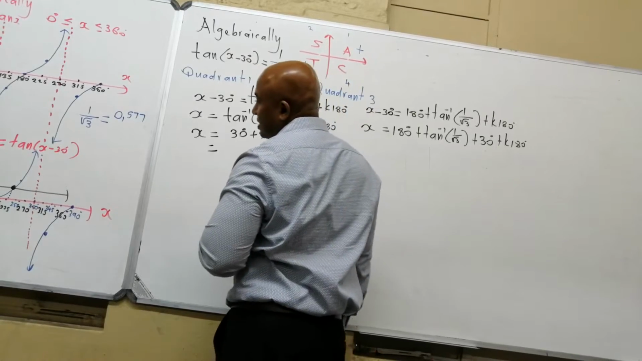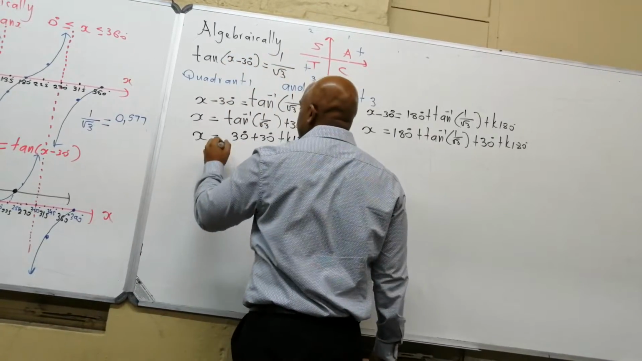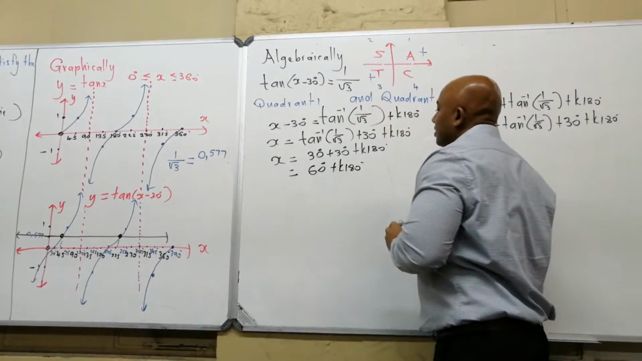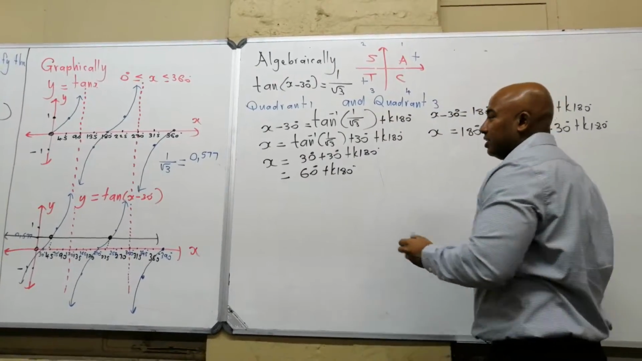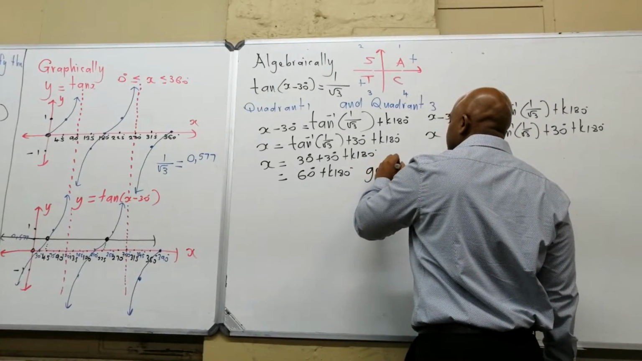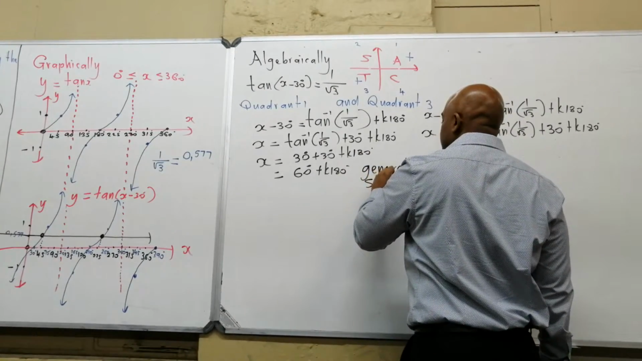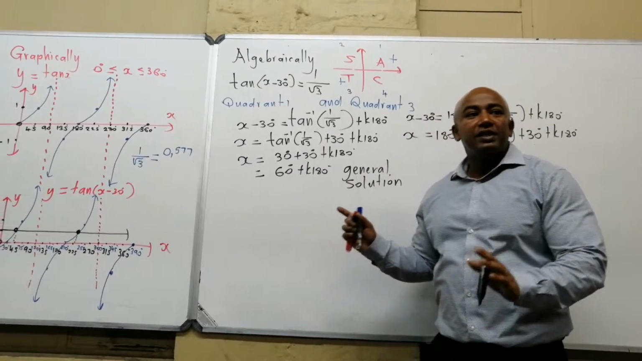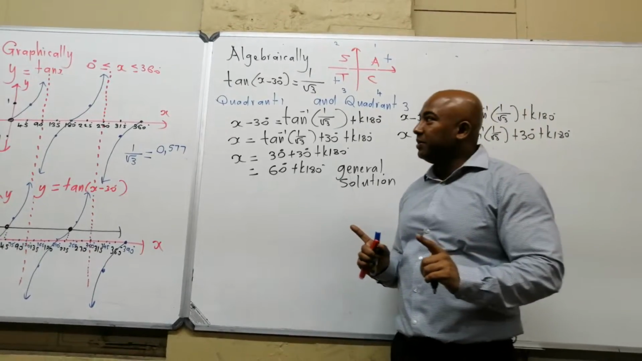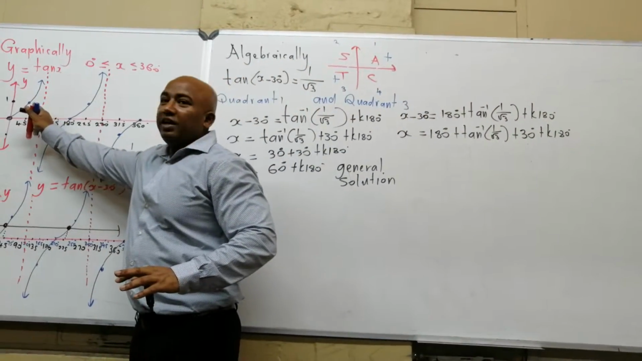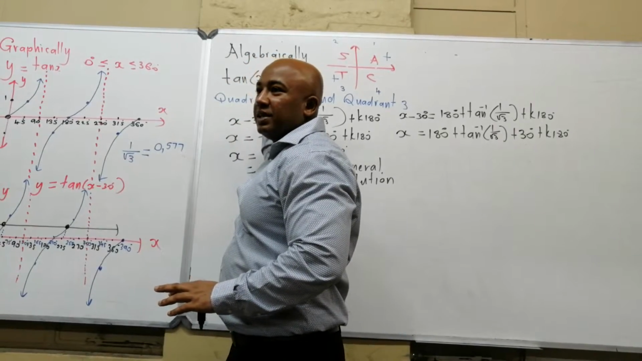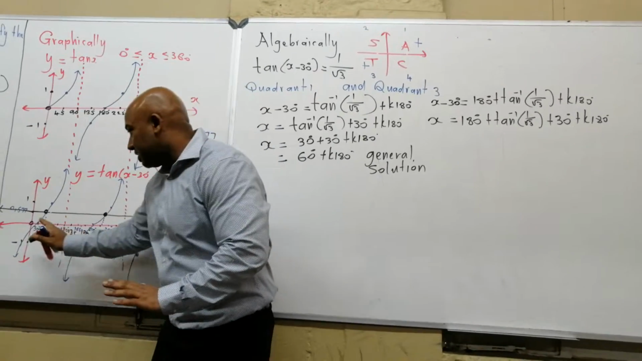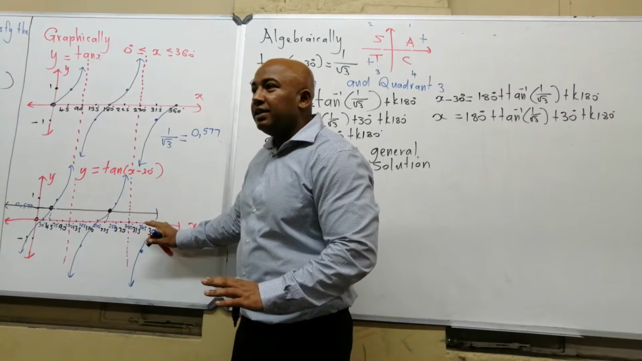So 30 plus 30 is 60. So this is called a general solution. At the moment, this is just a general solution. So I need to find out x. I want a unique solution, a particular solution. That means we are not interested in everywhere, in all the places where the graph reaches 1 over root 3. We only want to start at 0 and stop at 360 degrees.